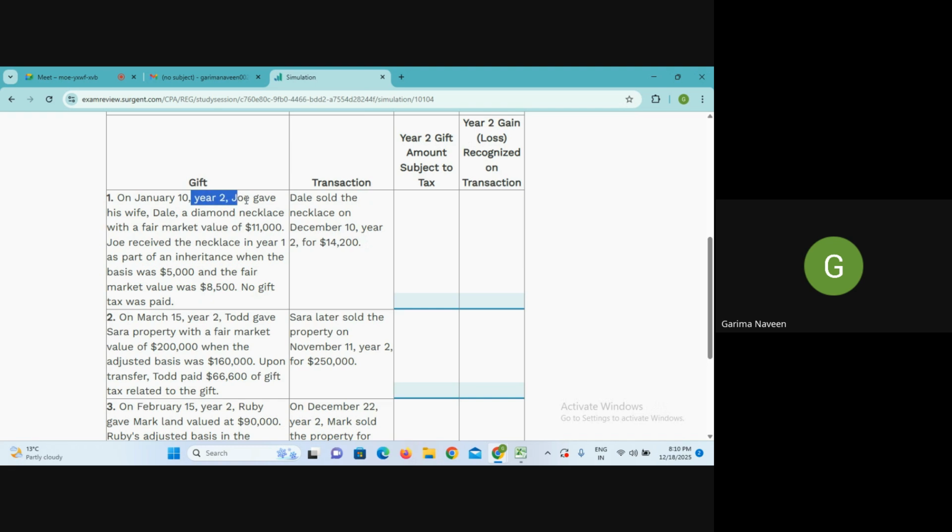So in year 2, he is giving this necklace to his wife, and that necklace he received as a part of inheritance. And second part, you have to tell what should be the recognized gain and loss on this transaction. So when his wife sold this necklace for $14,200.